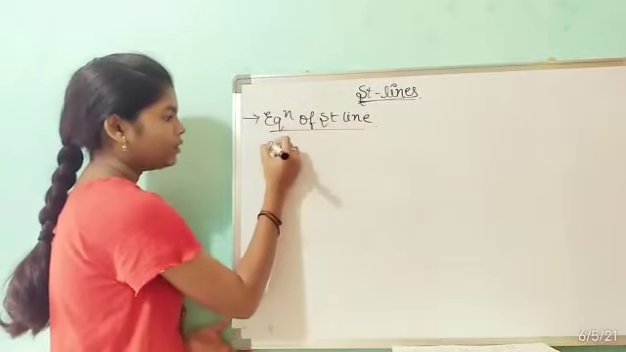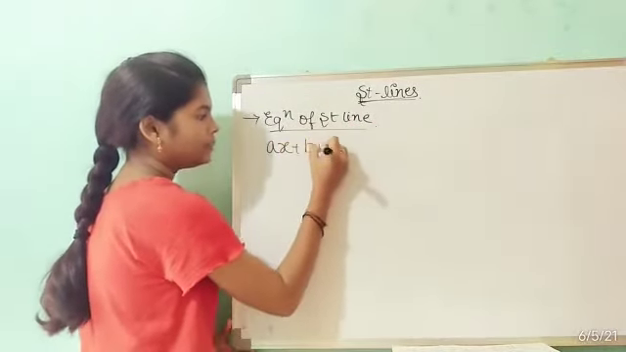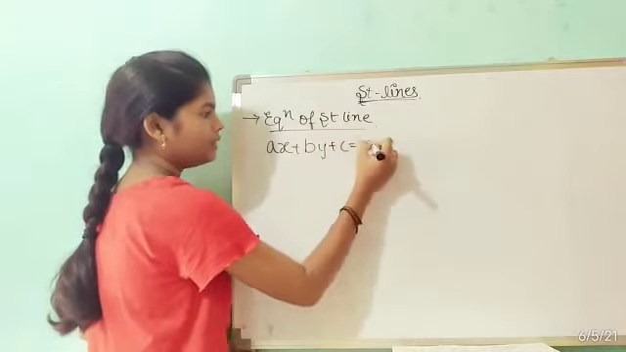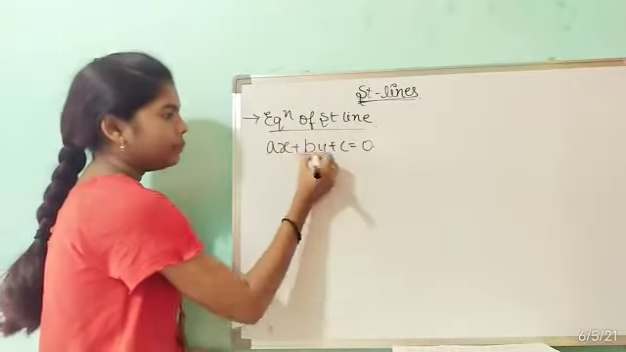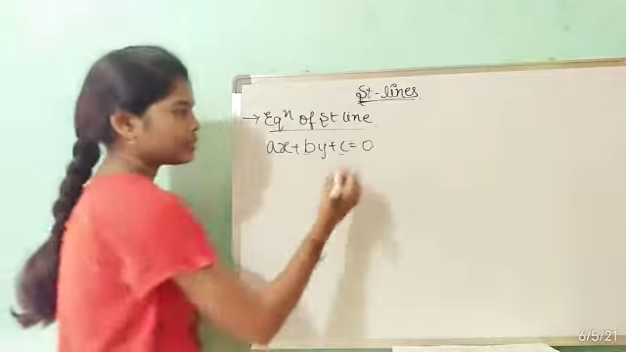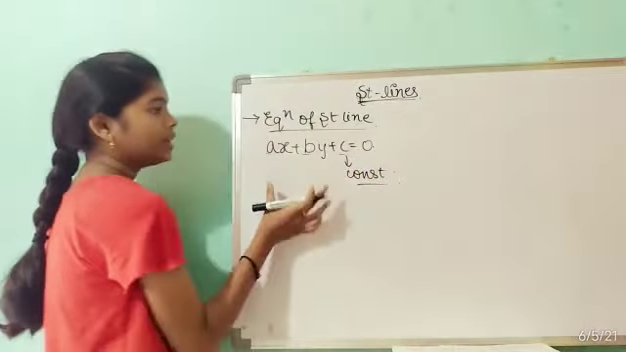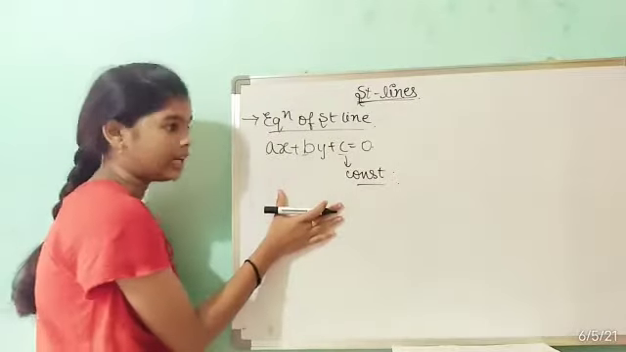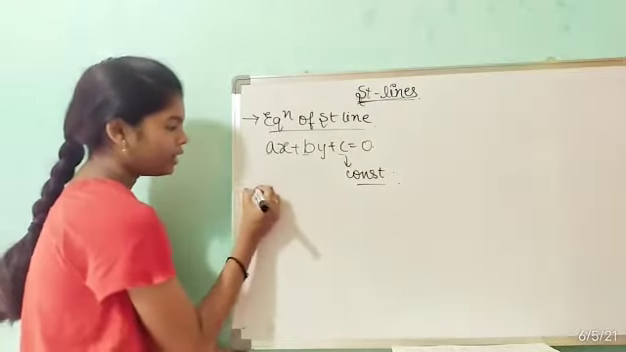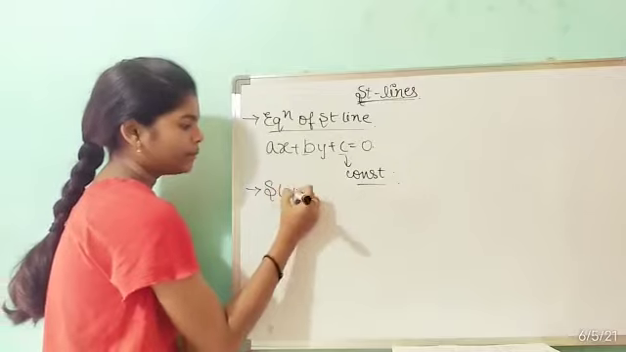The equation is ax plus by plus c is equal to 0, where a, b and c are the variables. This c is nothing but a constant. This is known as the equation of a straight line. Moving on to the next topic, slope.